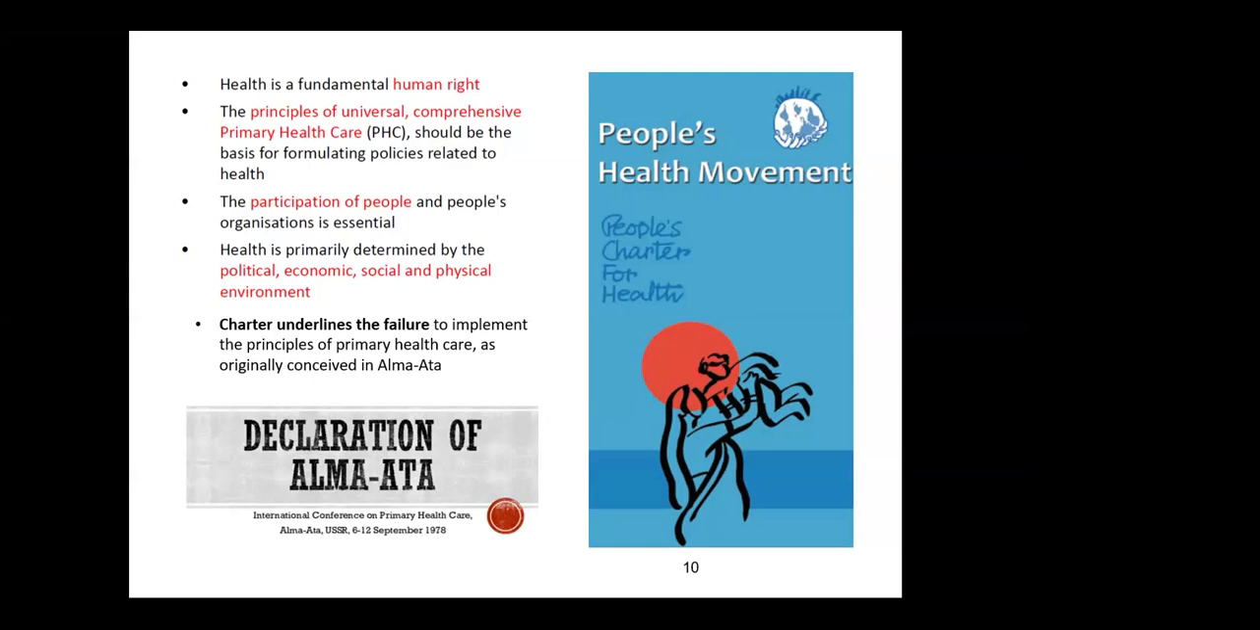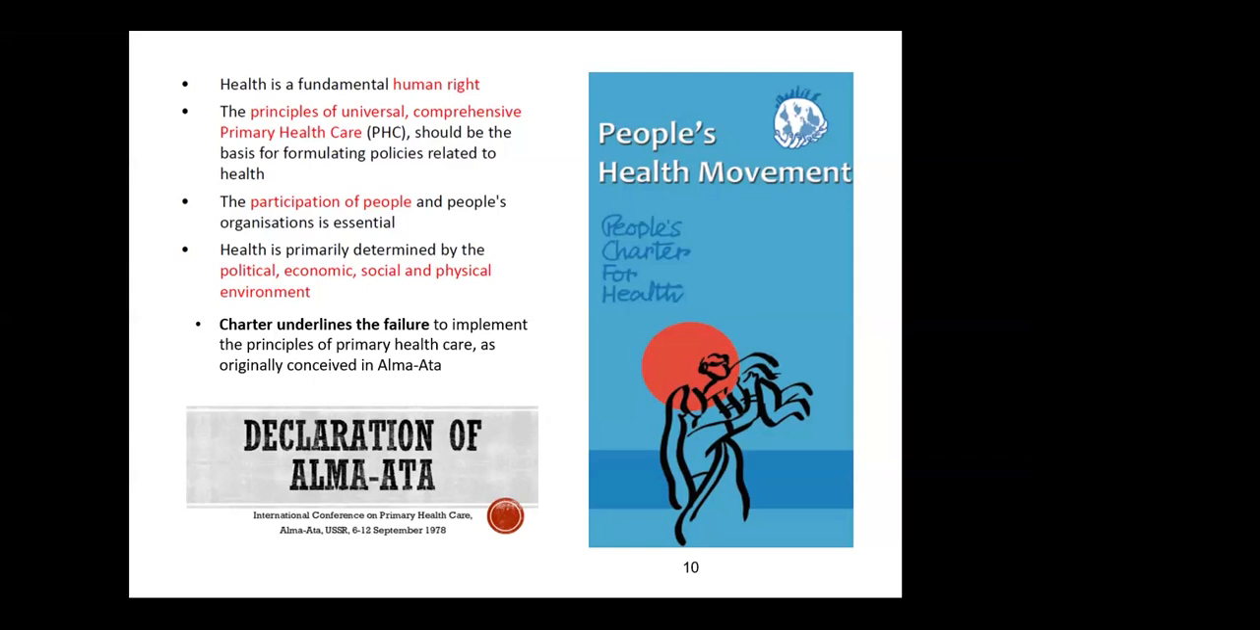Comprehensive, meaning a holistic approach covering a range of services, not just health services, and the values of primary healthcare, which talk about intersectoral convergence, community participation, social justice, etc. So the principles of universal, comprehensive, and primary healthcare should be the basis for formulating policies related to health at different levels: provincial, national, state, internationally.